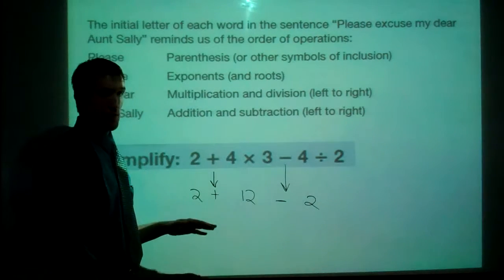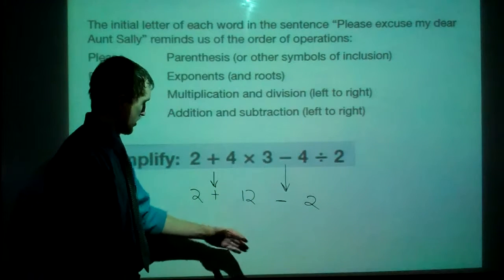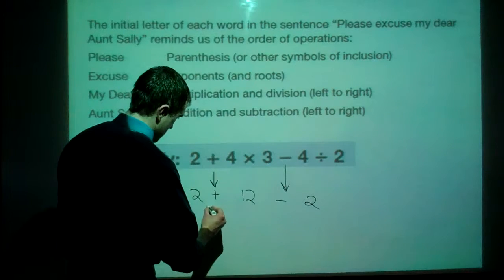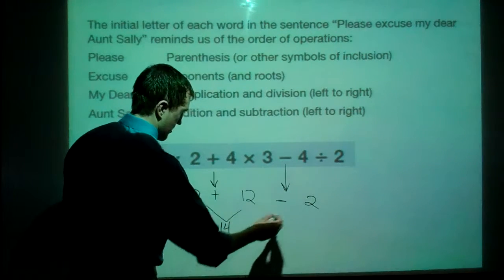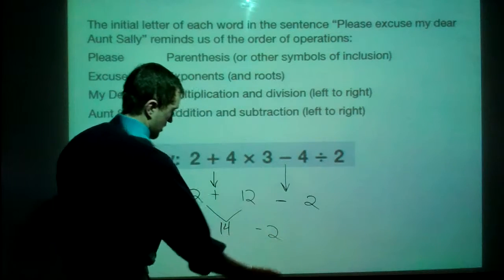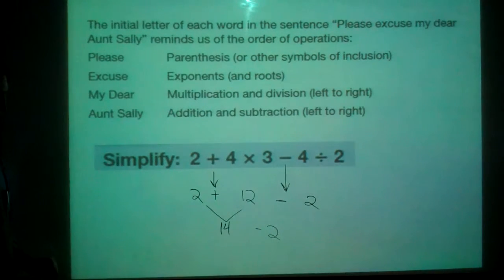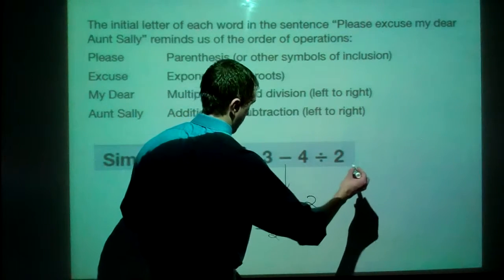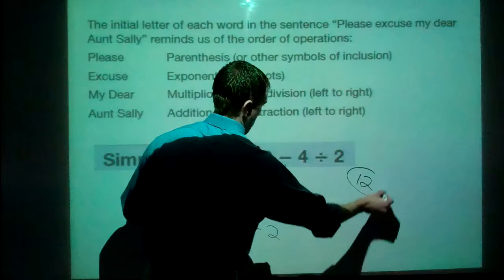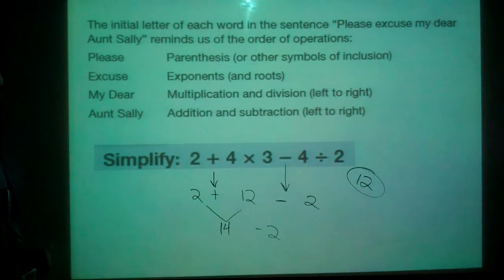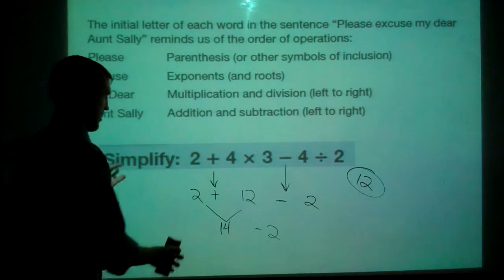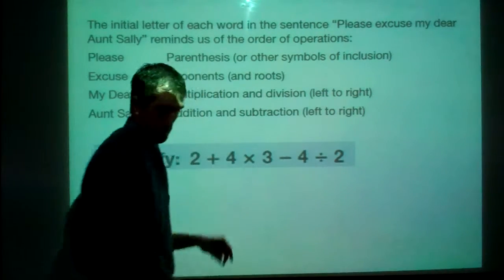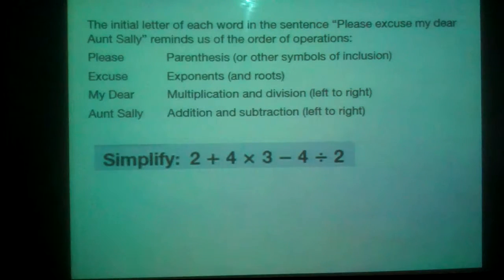So we have to go from left to right. We don't want to do 12 minus 2 first. We want to do 2 plus 12. And that gives us 14 minus 2. And 14 minus 2 will give us 12. Okay, final answer is 12. Alright, so that'd be a very basic order of operations problem. They will get more difficult, and it's more fun that way.